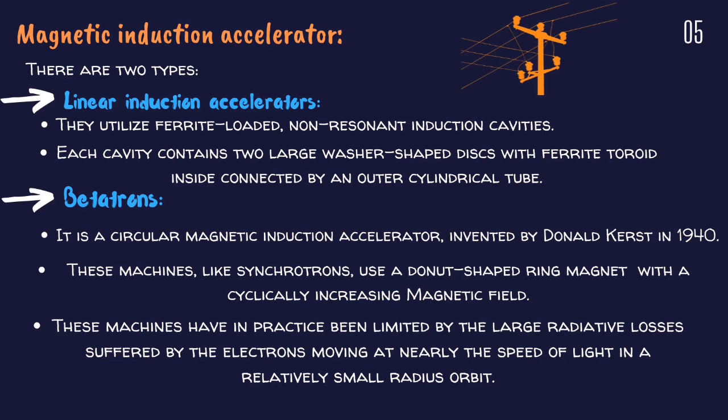Betatrons. It is a circular magnetic induction accelerator invented by Donald Kerst in 1940. These machines, like synchrotrons, use a donut-shaped ring magnet with a cyclically increasing magnetic field. These machines have in practice been limited by the large radiative losses suffered by the electrons moving at nearly the speed of light in a relatively small radius orbit.